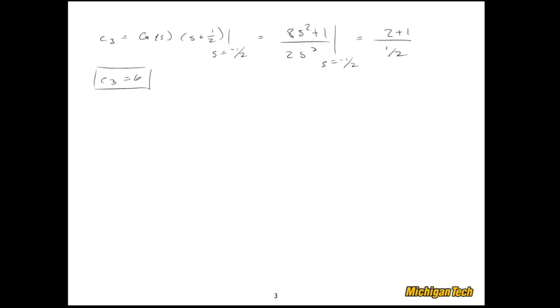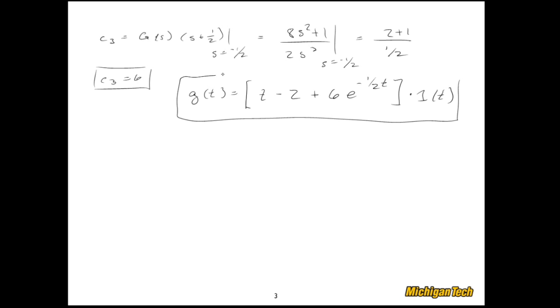Okay, so I could write out the solution as g of t, using all my coefficients. We had a 1 for C1, we had a negative 2 for C2, and we have a 6 e to the negative 1/2 t. There's my solution. And now we check it.